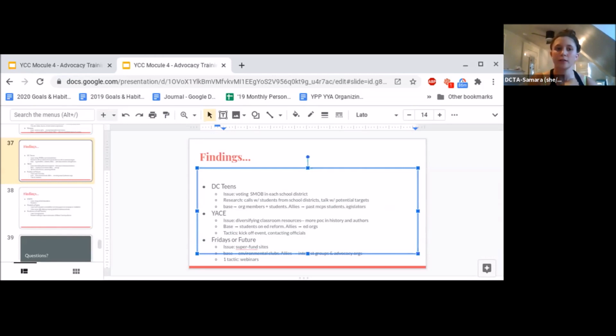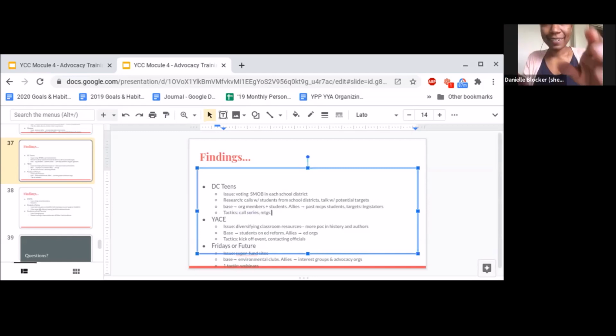For tactic one, we would have an initial call series with students all across the DMV who are interested in getting a voting mob in their respective counties, and then gauge interest and see who wants this to happen. And then our tactic two would be to schedule meetings with relevant legislators in order to further a bill that would in turn get voting rights. Beautiful. Yep. And thank you, that was great.